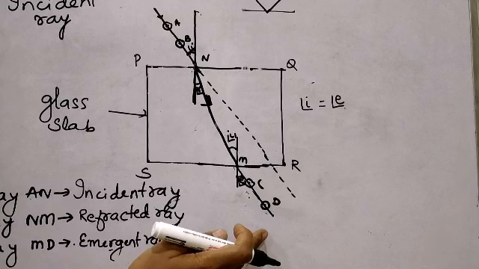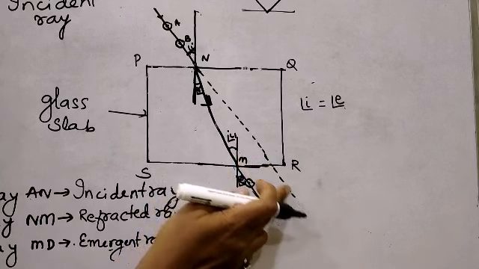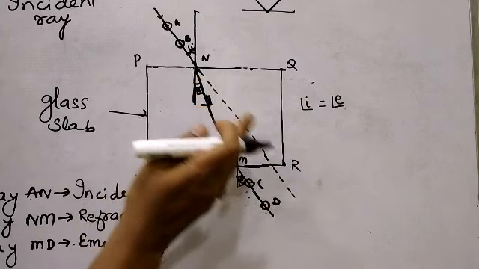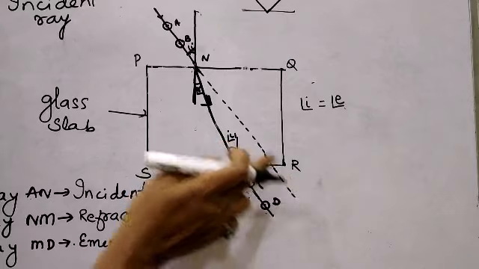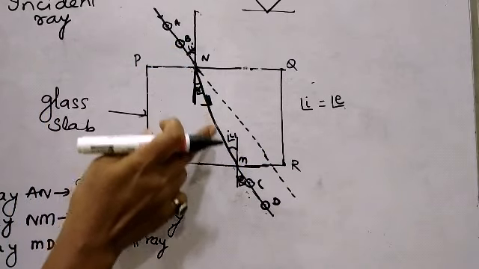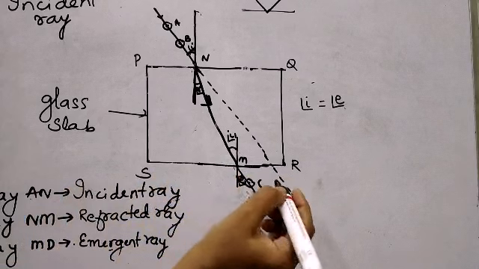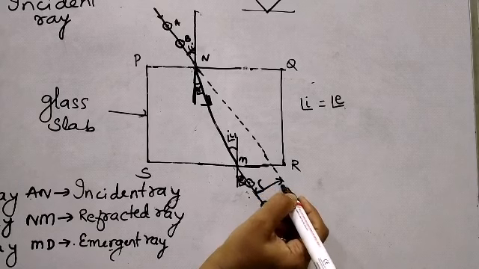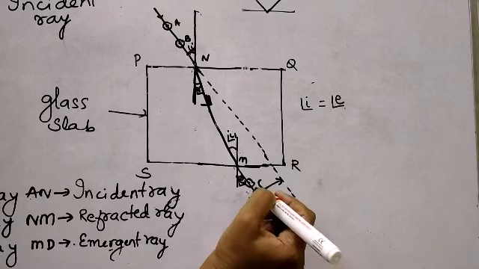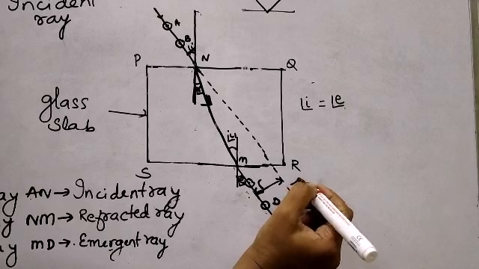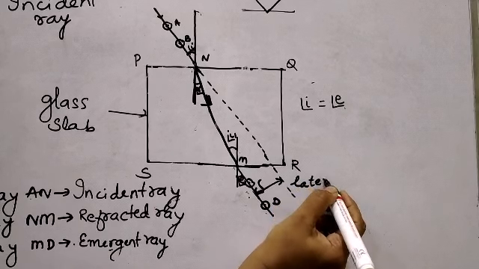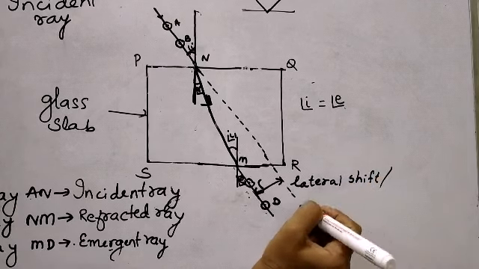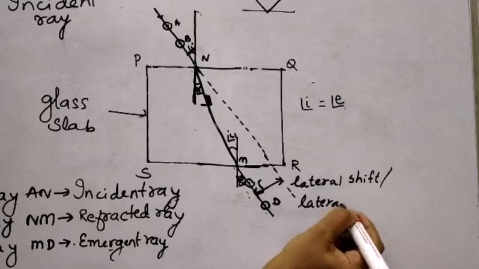Okay, so what do we see? We see that there is a shift in the path of the incident ray. The path of the incident ray shifted, isn't it? This would have been the path of the incident ray, but because of the presence of the glass slab, the path of the incident ray has shifted. So this shift that we experience in the path of the incident ray while it emerges from the glass slab is called the lateral shift or lateral displacement. We call it lateral shift, or we also call it lateral displacement.